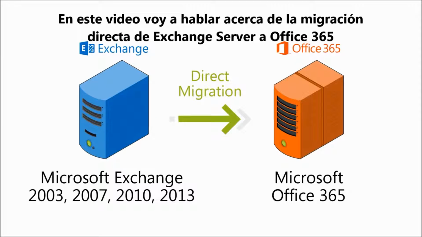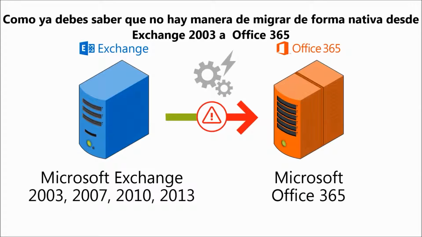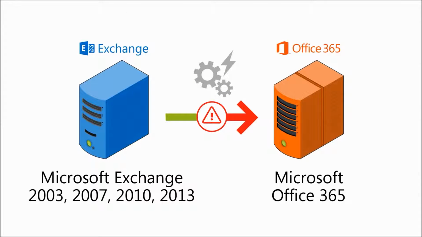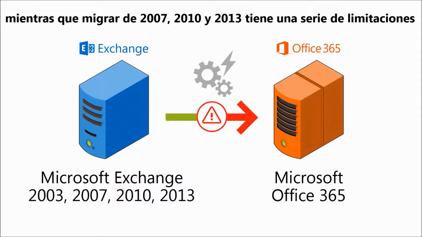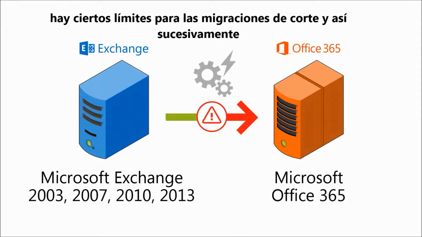In this video, I'm going to talk about migrating from Exchange Server directly to Office 365. As you may know, migrating from Exchange to Office 365 has a number of limitations. It may require SMTP addresses and passwords for each mailbox. There is no public folders migration support. There are certain limits for cutover migrations and so forth.